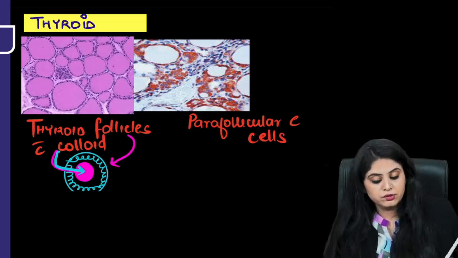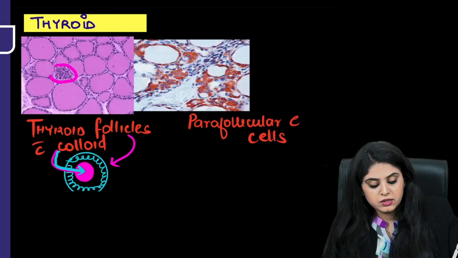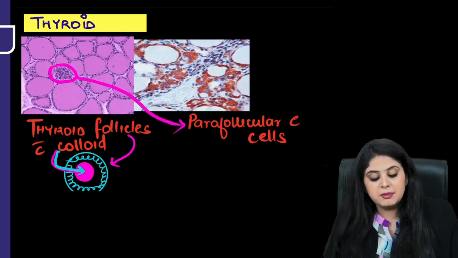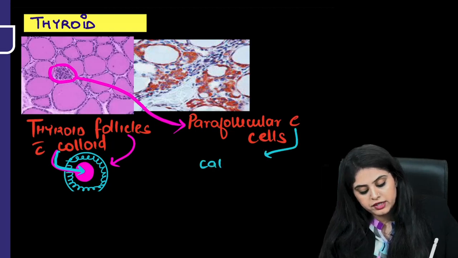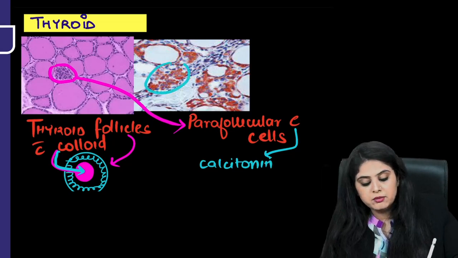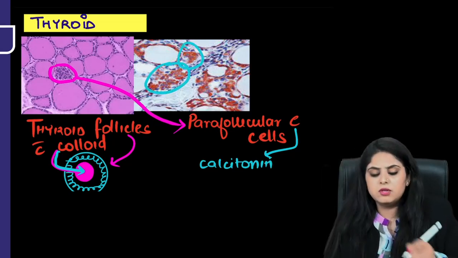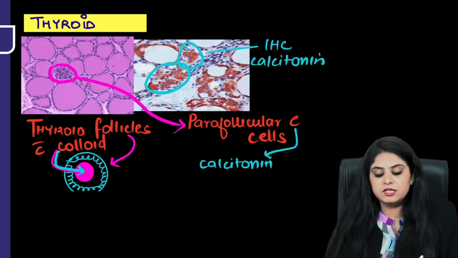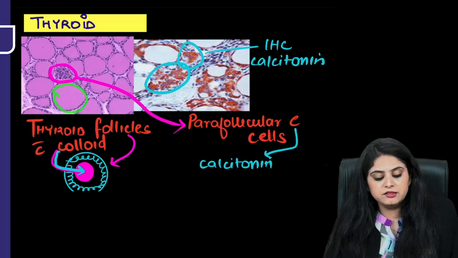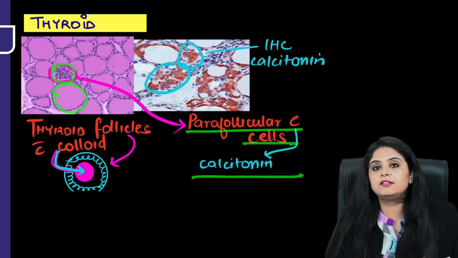But also, do you see a cluster of different looking cells over here? That is the parafollicular C cells. Guys, what do parafollicular C cells produce for us in physiology? It produces calcitonin. So I have put an immunohistochemistry, the brown stain, for calcitonin, and I can see so many of these parafollicular C cells. So these are the thyroid follicles. These are the parafollicular C cells, and parafollicular C cells make calcitonin.